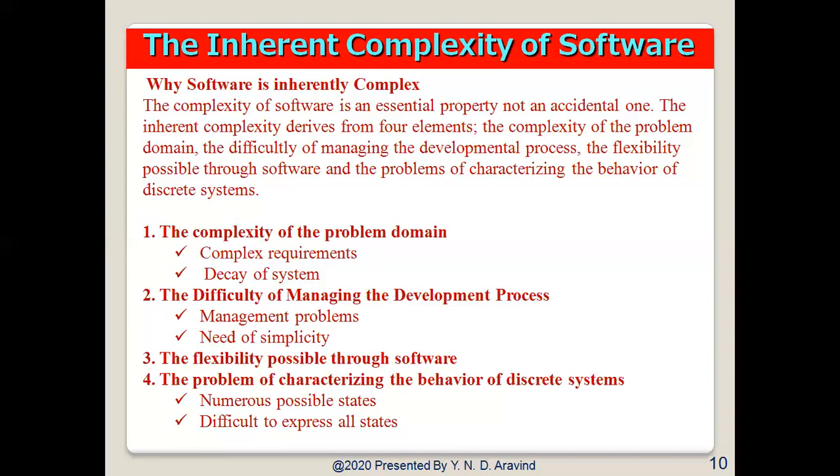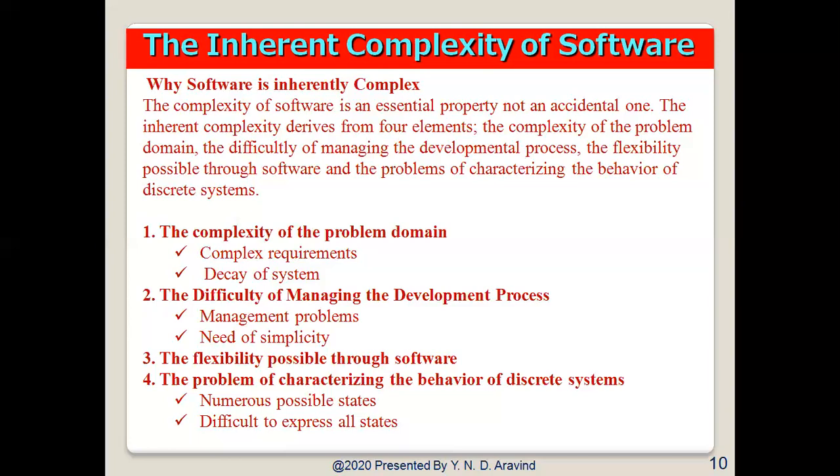Coming to the third one, the flexibility possible through software. We know that software is flexible and expressive, and thus encourages highly demanding requirements, which in turn lead to complex implementations which are difficult to assess. So the third reason is the danger of flexibility. Here, the flexibility leads to an attitude where developers develop system components themselves rather than purchasing them from somewhere else.